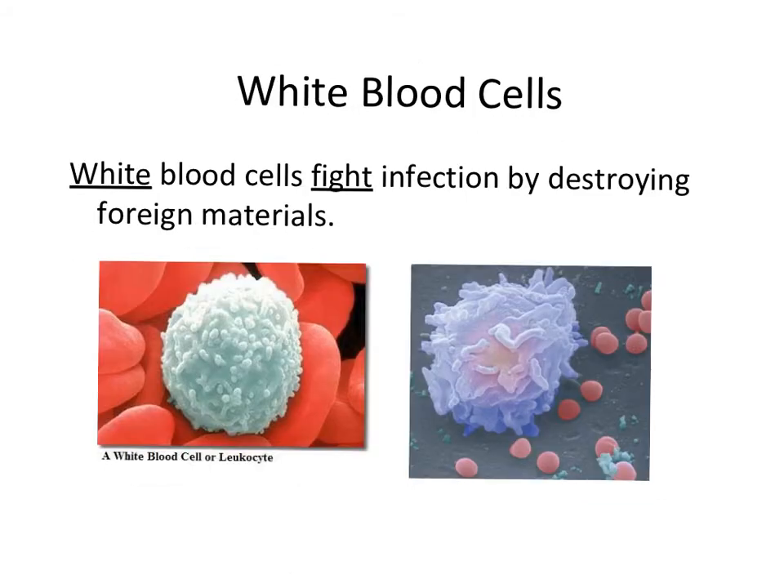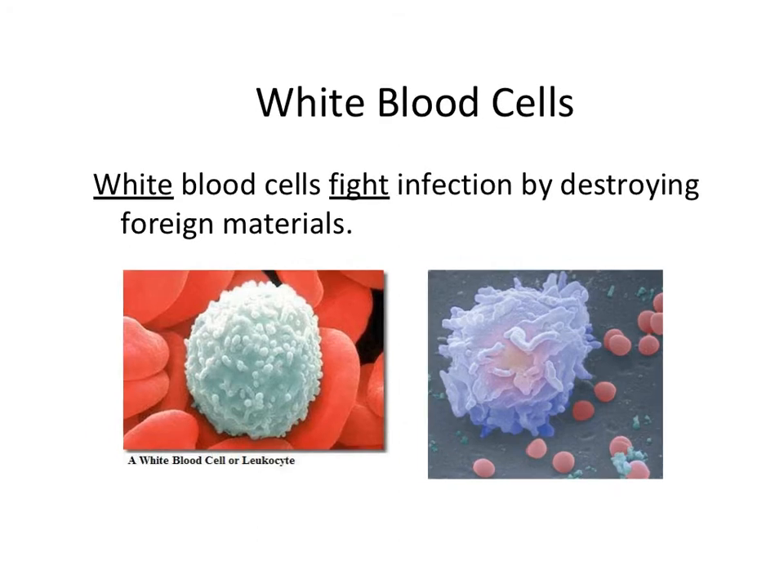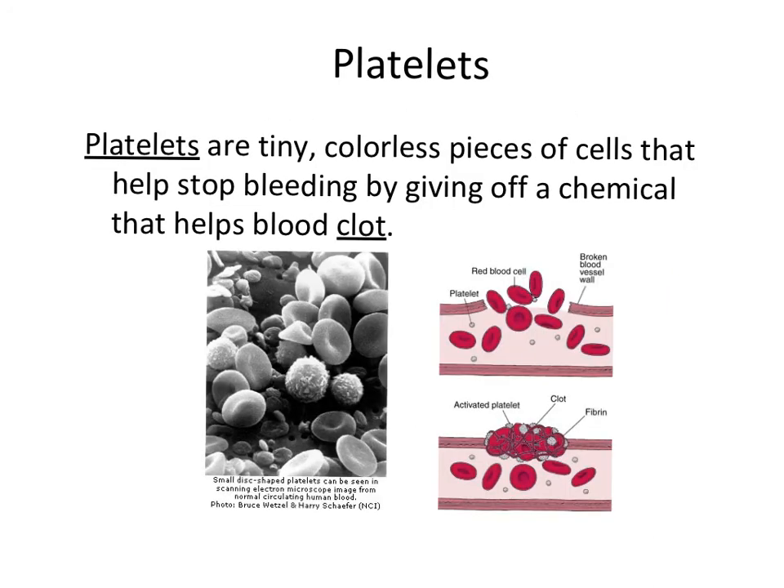White blood cells help to fight infection, and they do this by destroying sort of foreign material that they don't recognize. We're not going to get into this too much because that is a whole other topic of its own. Similar story with platelets. Basically, platelets are really important in helping to form blood clots. And blood clots are important in stopping us from bleeding or continuously bleeding.